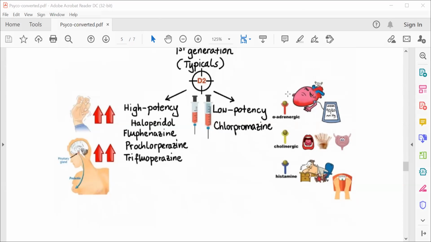Is it clear for everyone now why we are not using the first generation antipsychotics? Does anyone have a question until now? No questions means everything is clear, hopefully. Okay. Yes, sir. Thank you.